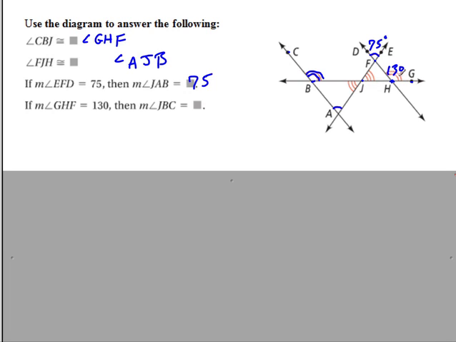That's 130. It's saying JBC. Where's JBC? J to B to C. That's the one it's congruent to. Those are nice. Those are like gimmes. They're the same. So we can say they're equal to each other, same angle. Very nice. All right.